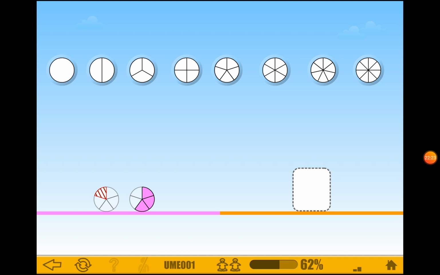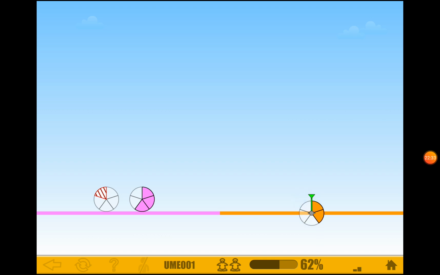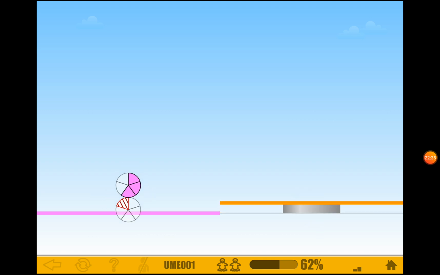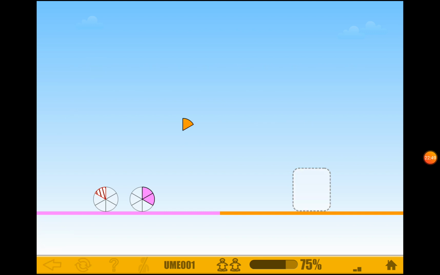So then this is negative 1/5 plus 3/5 is 2/5. So let's find that. 1, 2, and that should be your answer. There we go. Negative 1/6 plus 2/6 is 1/6. So that's there and uno. There we go.